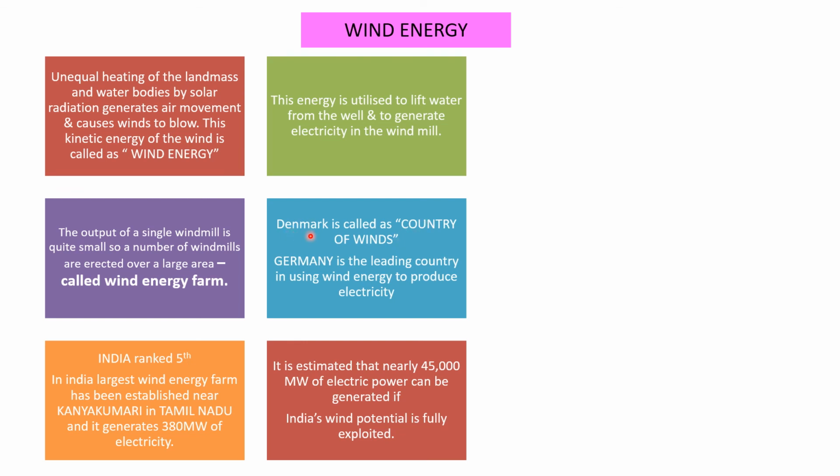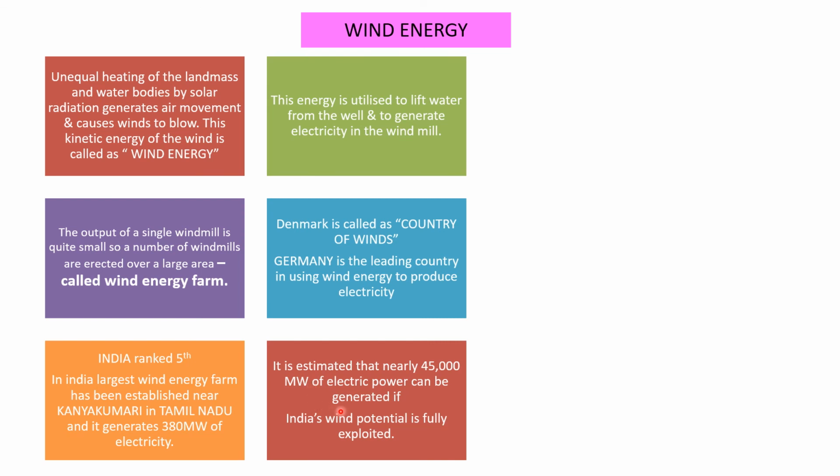Denmark. Denmark has very good wind, and the wind energy system there is very good. So Denmark is called the country of wind. And Germany is the leading country using wind energy to produce electricity. If we talk about India, India is ranked 5th in utilizing wind energy. The wind farm established in India is near Kanyakumari in Tamil Nadu, and it generates about 380 megawatts of electric energy. It is estimated that if the full wind potential of India is utilized, we can generate 45,000 megawatts of electric power, which is really huge.